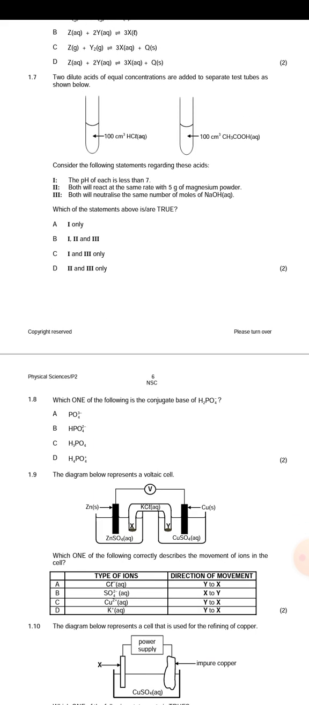Which one of the following is the conjugate base of H2PO4 minus? Conjugate base, alright, so if it's a conjugate base, it means that this is an acid, right? If they're asking us for the conjugate base of this, it means we assume that this is an acid. So how does an acid form its conjugate base? It forms its conjugate base when it donates a proton. So in this case, we expect this one to donate a proton, right? So if it donates a proton, minus 1 H.